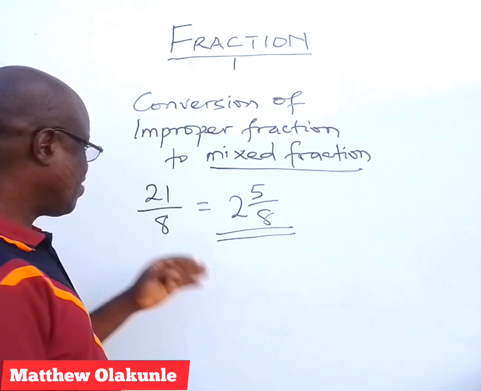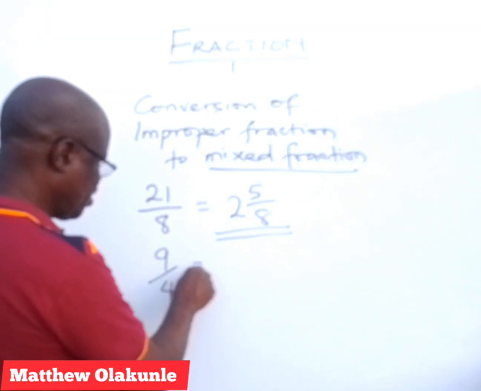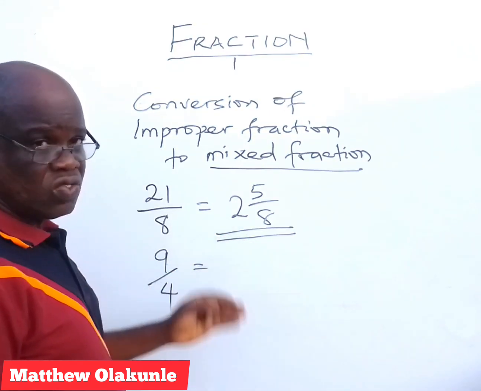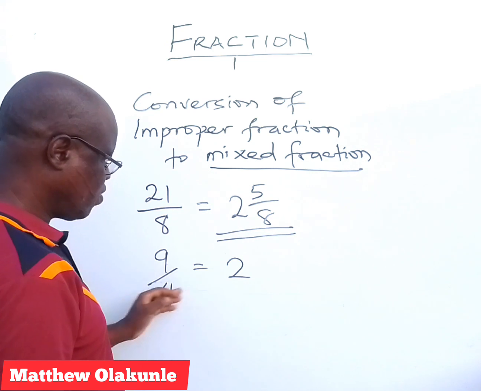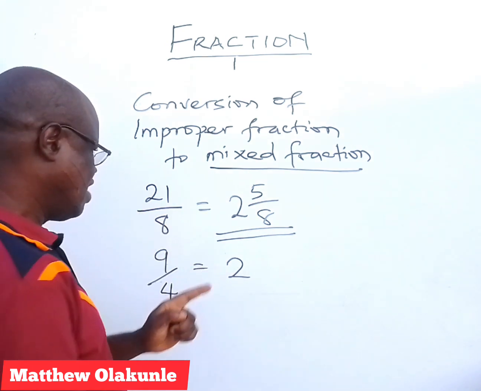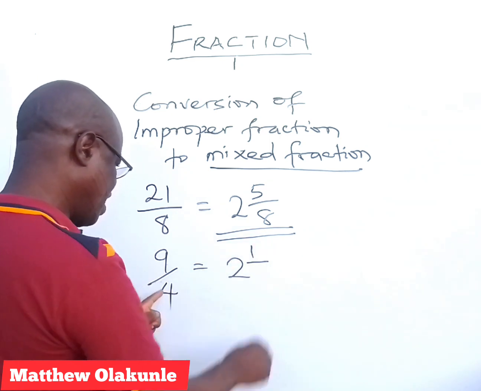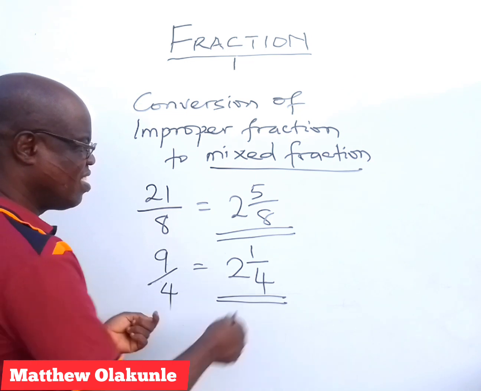Before we convert back, let's look at another example. Suppose you have 9 over 4, and you want to convert it to a mixed fraction. How many times does 4 go into 9? 2 times. 4 times 2 is 8. 9 minus 8 is 1, so the remainder is 1. You put your remainder up and divide by 4. So this is a mixed fraction. You can do it for any other one.